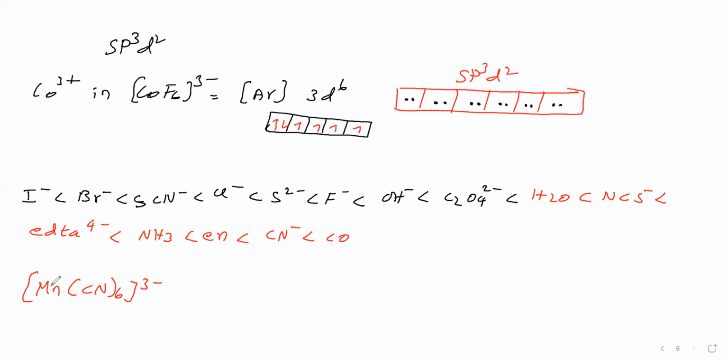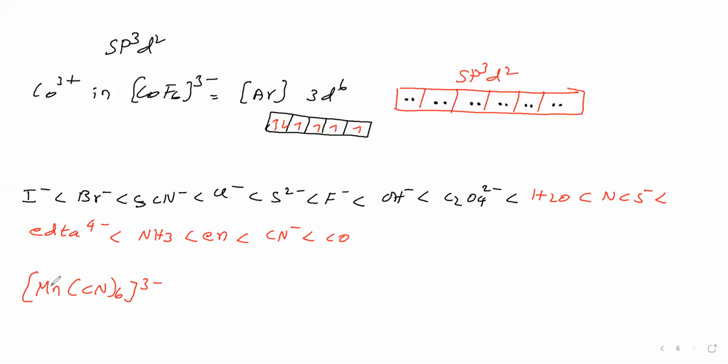Now just this complex is given. We have to say the rest of the factors. What are the rest of the factors? We have to say whether it is inner orbital or outer orbital, the hybridization of the central metal, and then the magnetic moment. All the details we have to say. We'll see how to say that.